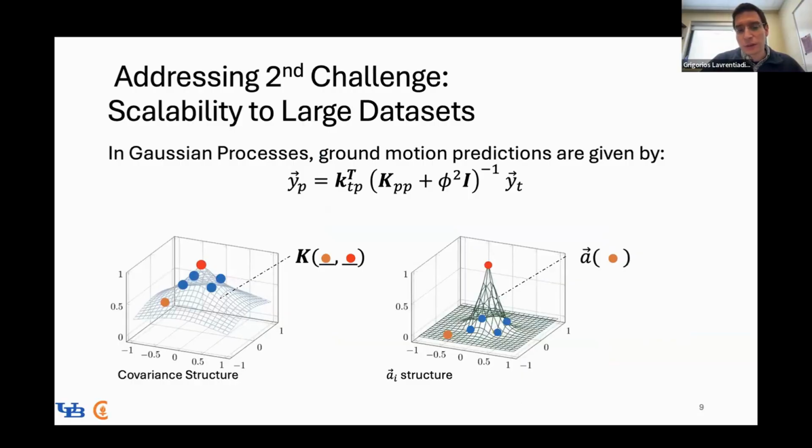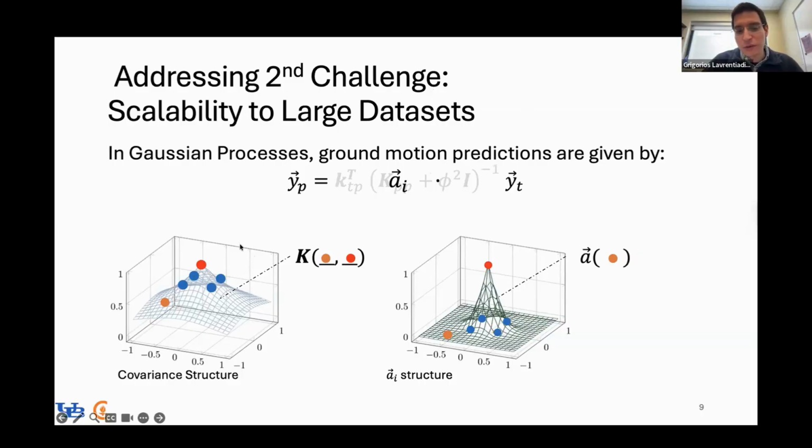Then the second challenge that we addressed was how we can scale Gaussian process regression to very large data sets. In Gaussian process regression, the equation that we need to solve is the one shown here, where y sub t is the training data set. One way that we can understand this equation is that the prediction that we make is simply a linear combination of the observed ground motions. So if we can understand the structure of the weights for the observations, then we can find which of the observations are important and simply discard the negligible ones.